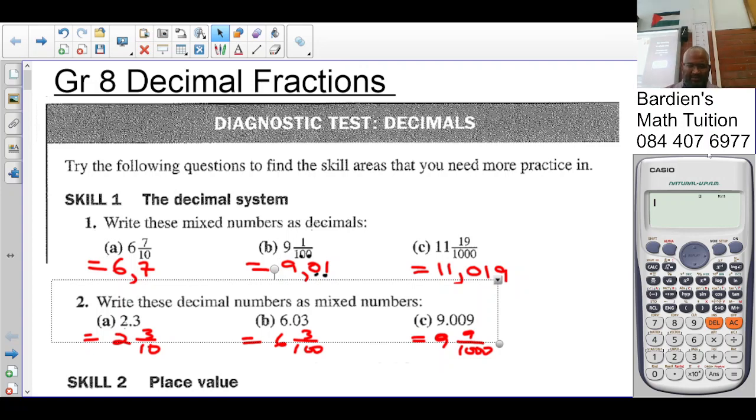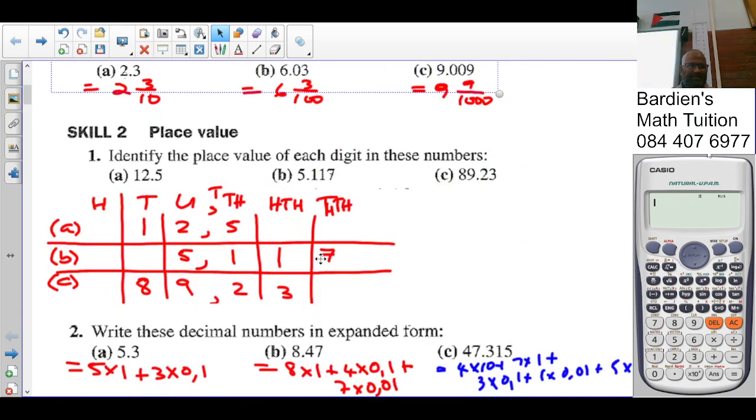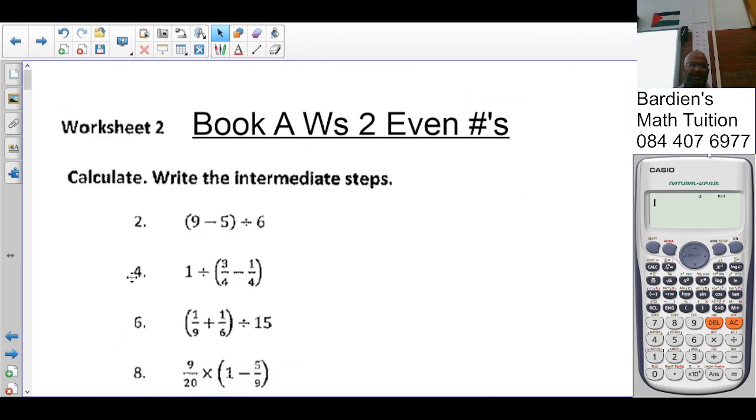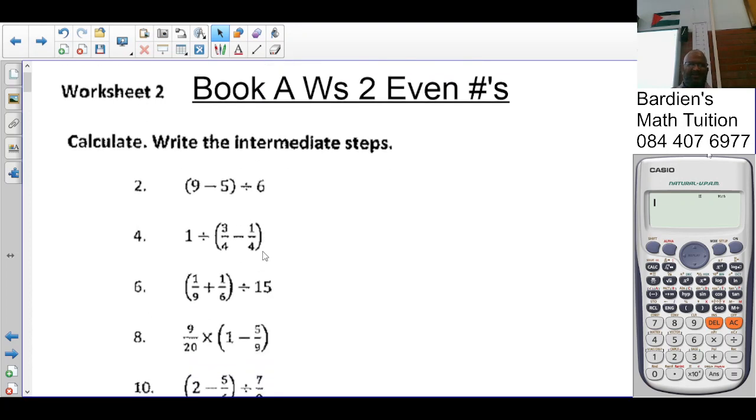Right, good morning class. So at this point we're looking at the homework. The homework was out of the Bodmas booklet, the Bodmas fractions, and that was book A, worksheet 2, the even numbers. Is that correct? Right, so let's answer these questions quickly.